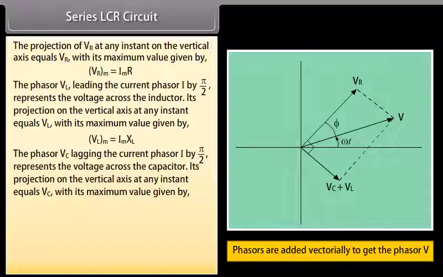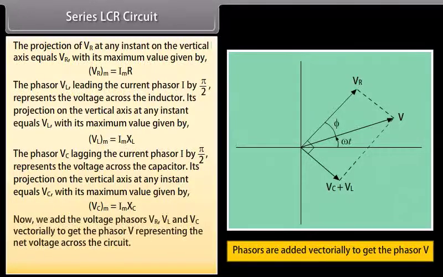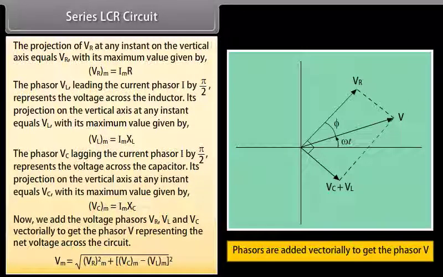The phasor VC lagging the current phasor I by pi by 2 represents the voltage across the capacitor. Its projection on the vertical axis at any instant equals VC, with its maximum value given by product of Im and XC. Now, we add the voltage phasors VR, VL and VC vectorially to get the phasor V representing the net voltage across the circuit. Vm is equal to under root of VR maximum square plus VC maximum minus VL maximum square.